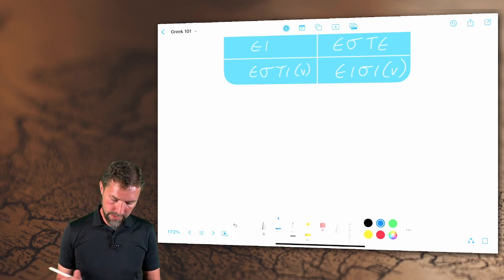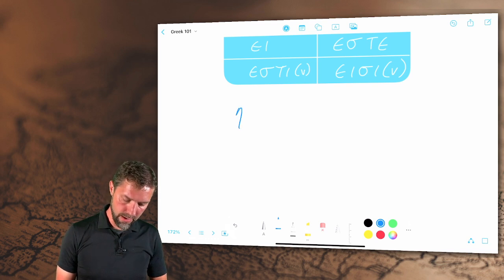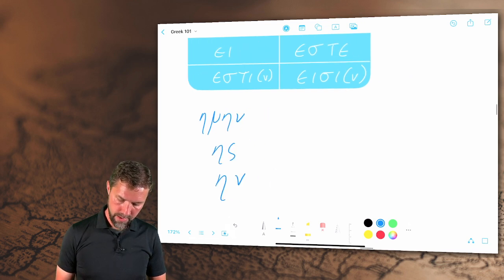And the imperfect indicative forms that you'll need to know are as follows. So you need to know emen, es, en, emen, ete, and esan.